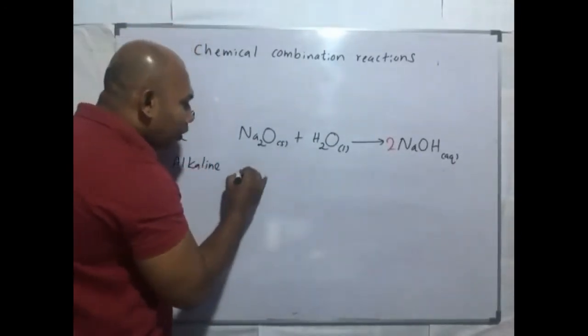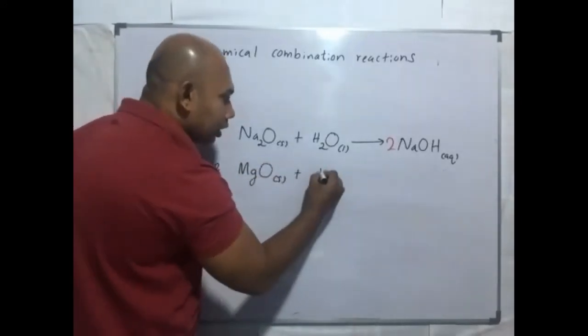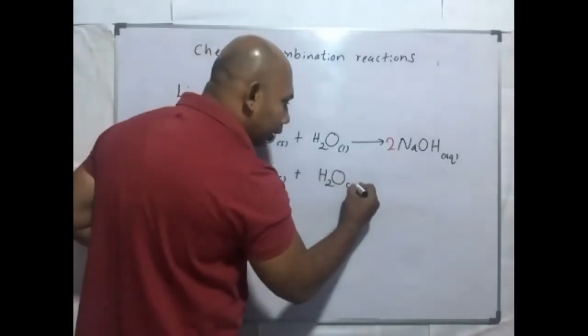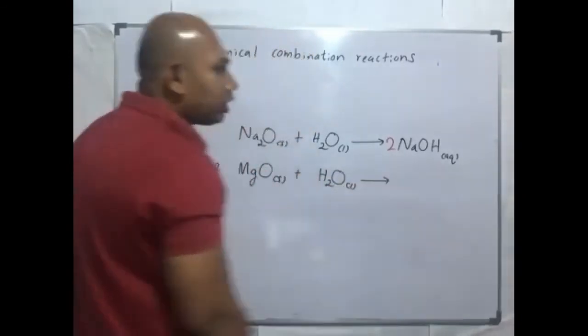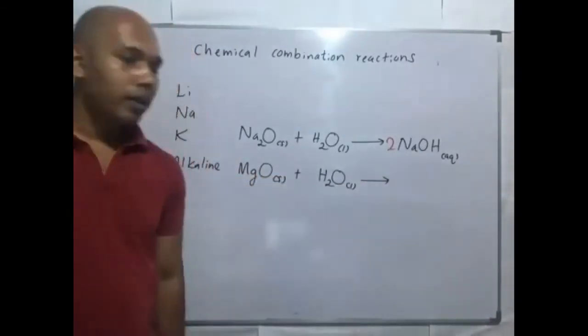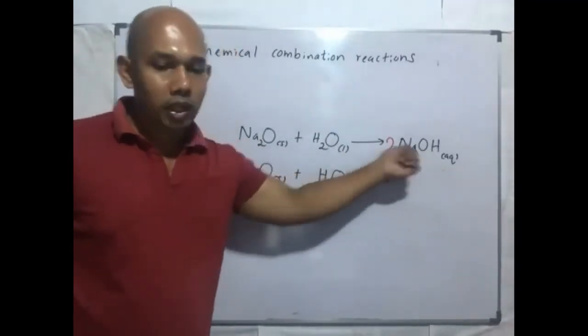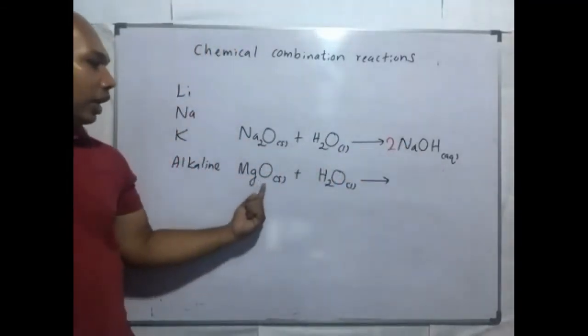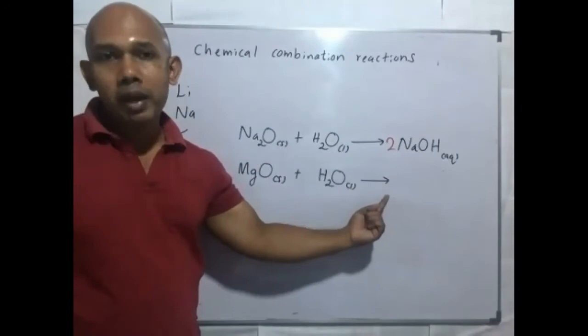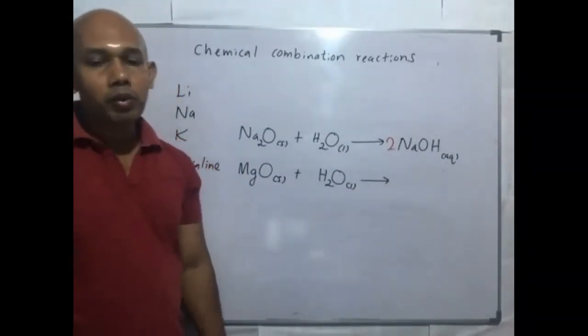Right. The second one, magnesium oxide, solid, plus water, liquid. Write the product and balance it. Sodium oxide reacts with water, sodium hydroxide. Magnesium oxide reacts with water making a weak base, magnesium hydroxide. Decide the formula.